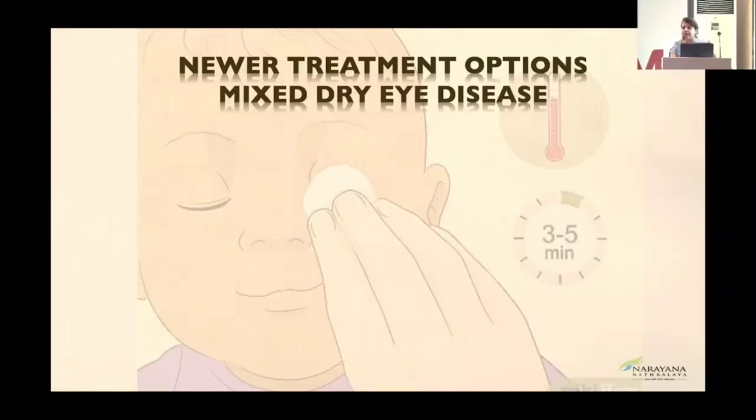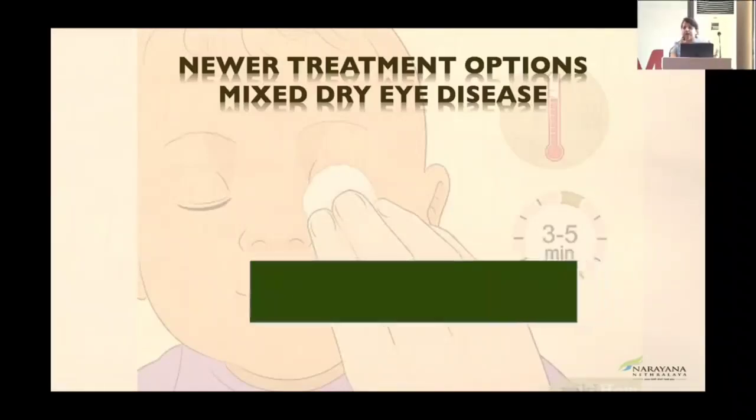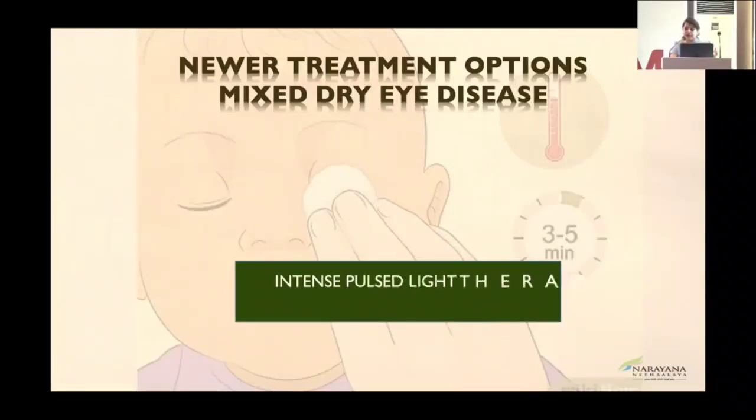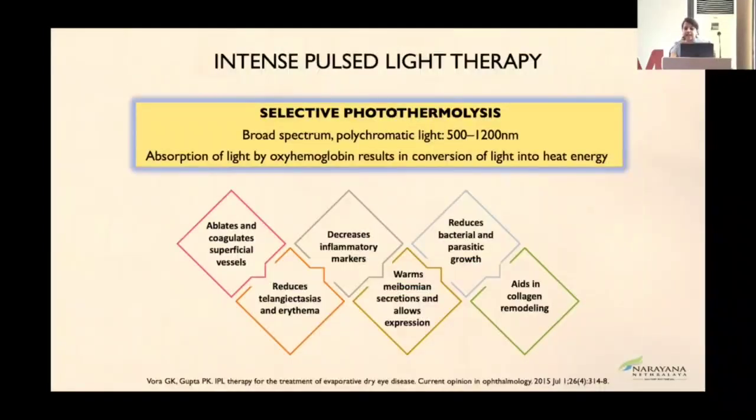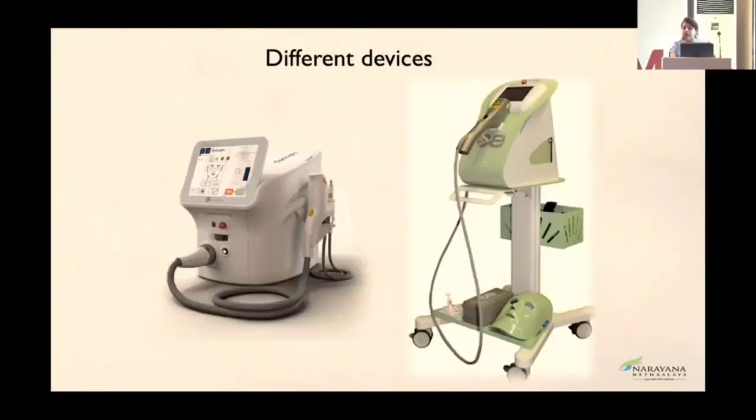Coming last to the mixed dry eye disease. What if your aqueous deficiency also has an evaporative dry eye, that is your meibomian gland dysfunction? Now, our traditional warm compresses and massage may not work. We have something today called intense pulse light therapy, which is selective photothermolysis by using a broad spectrum polychromatic light. This ablates superficial vessels of the eyelids, decreases inflammatory markers, and also aids in collagen remodeling.